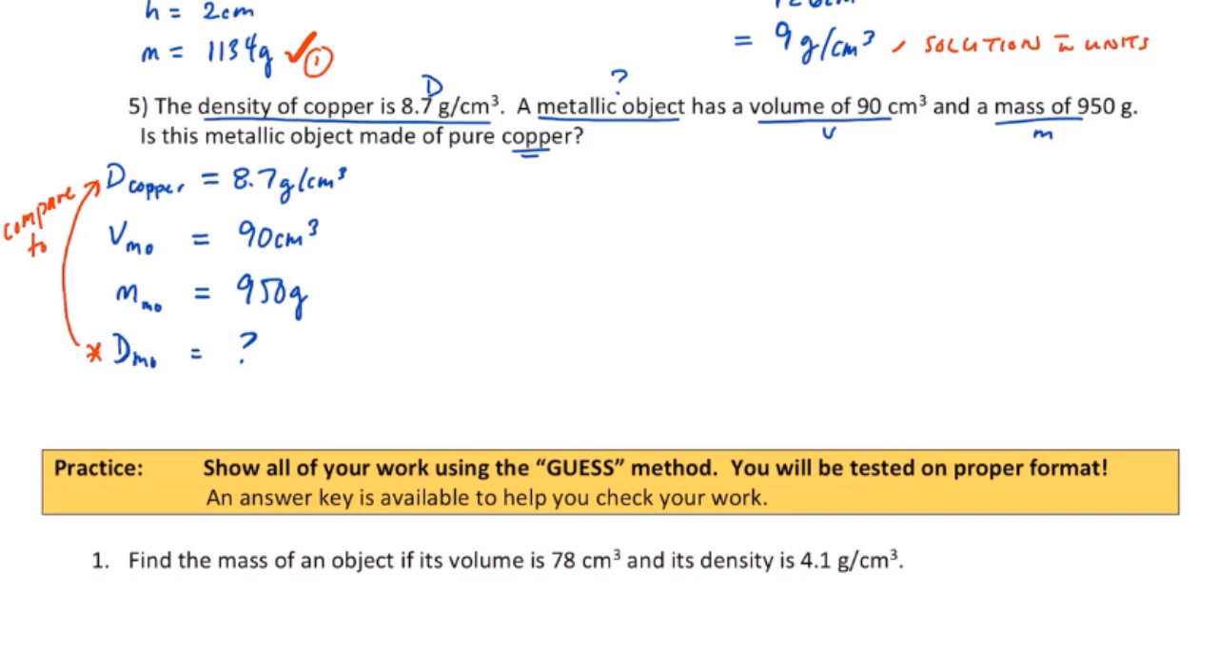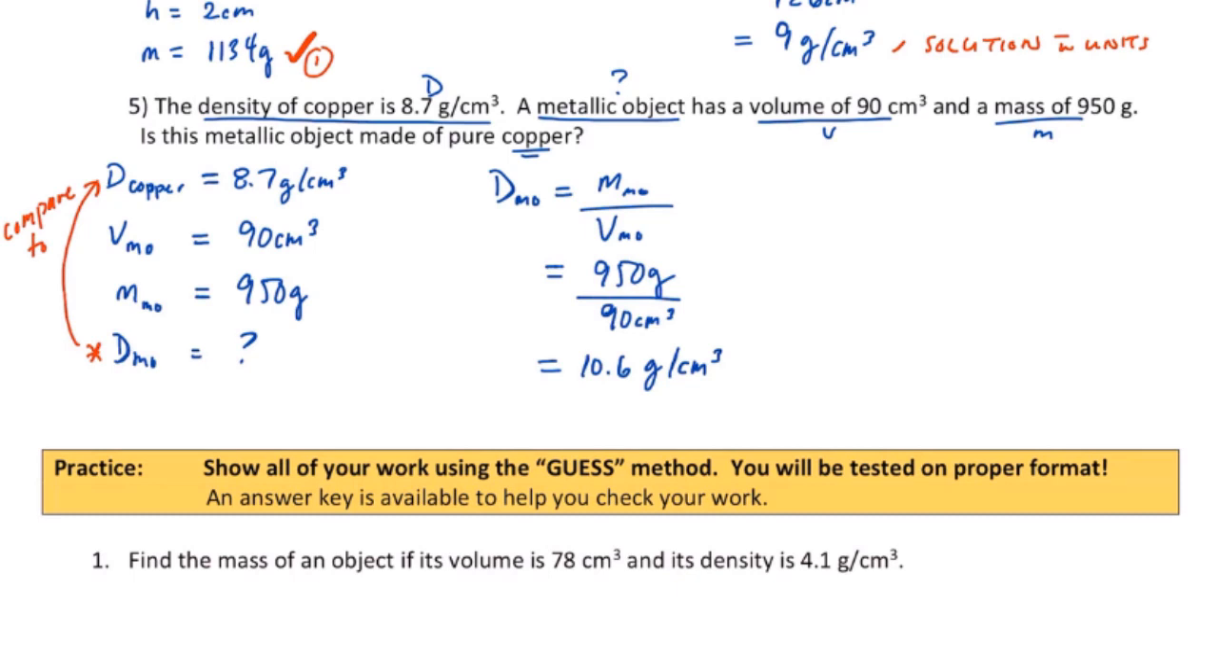So we can say that the D of MO is equal to the mass of MO, mass of the metallic object, divided by the volume of the metallic object. Substitute it in, 950 grams divided by 90 centimeters cubed. So you divide that out and you find out that that is 10.6 grams per centimeter cubed. Great, so the density of the metallic object is 10.6.